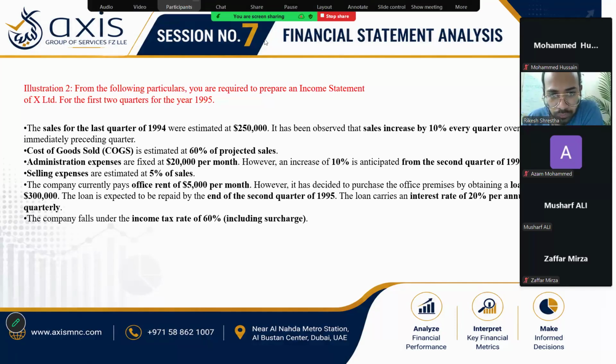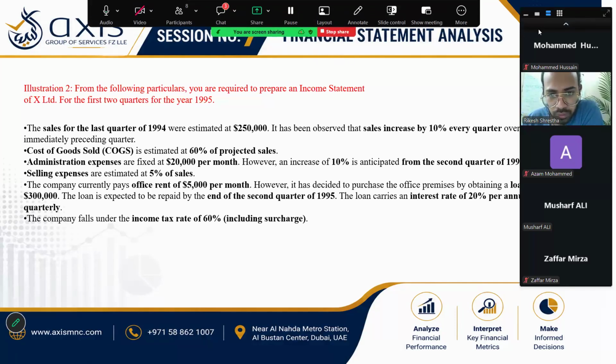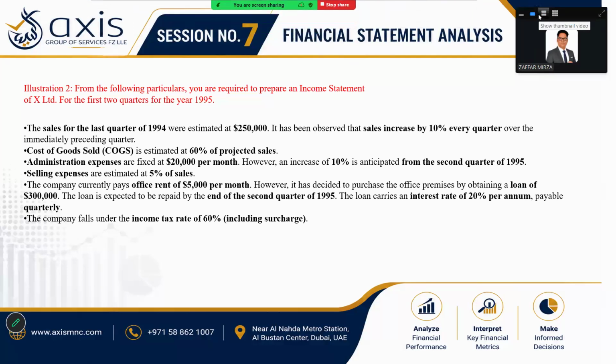Excellent question. Very good question. You need to prepare the income statement for both the quarters. Quarter number 1 means your structure: first column, quarter number 1, quarter number 2.